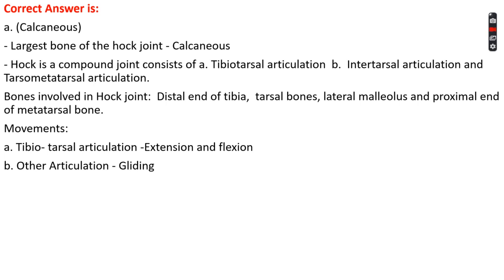And if we see the bones which are mainly involved in the hock joint, then we find there's the distal end of the tibia, there are tarsal bones, there's also the lateral malleolus bone, and there's the proximal end of the metatarsal bone. And if we see the movement, then the tibiotarsal articulation has extension and flexion movement, while other articulations have gliding type movement.